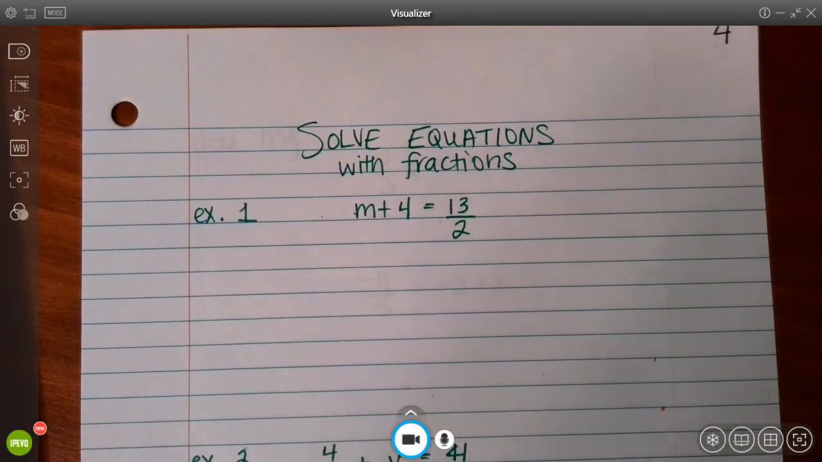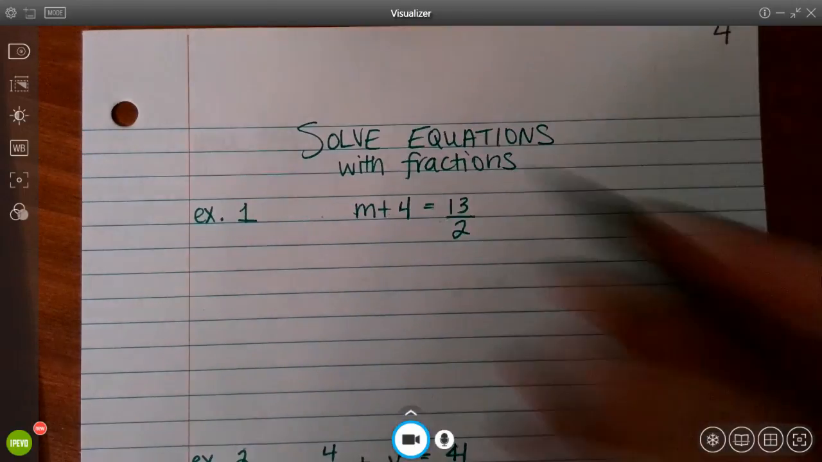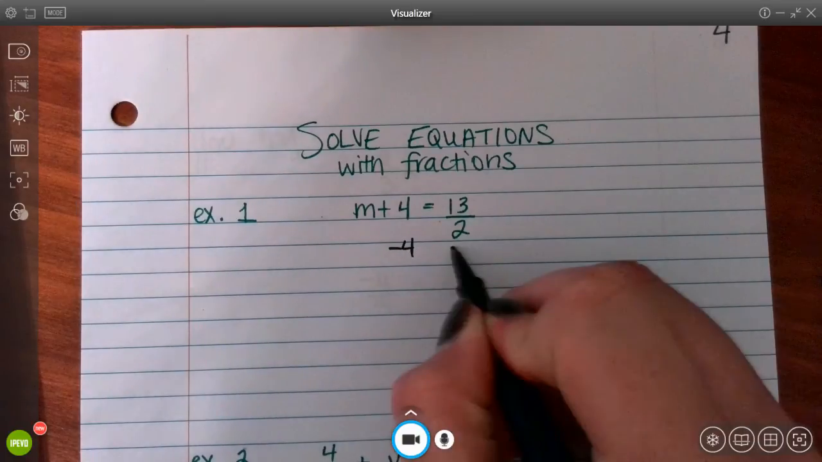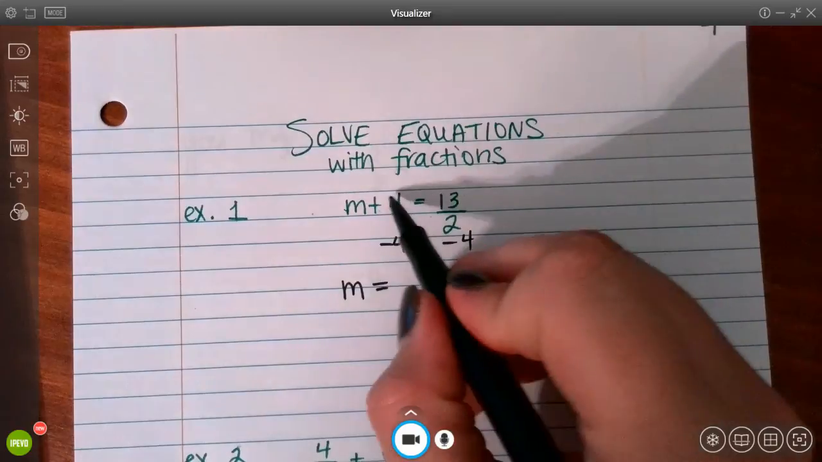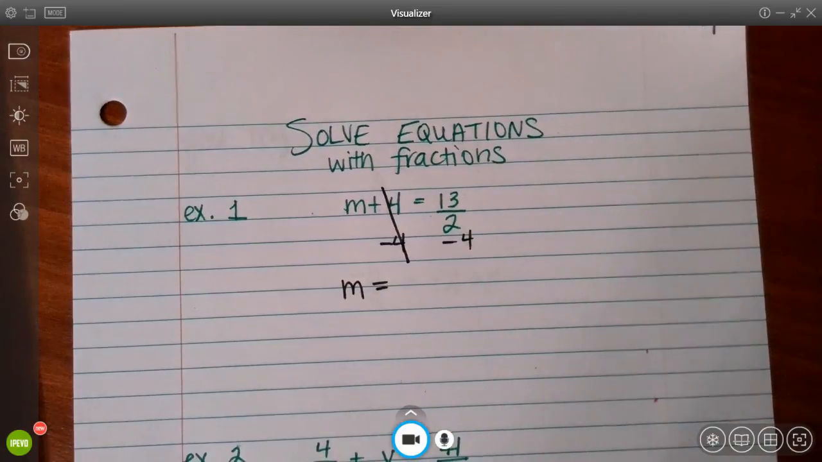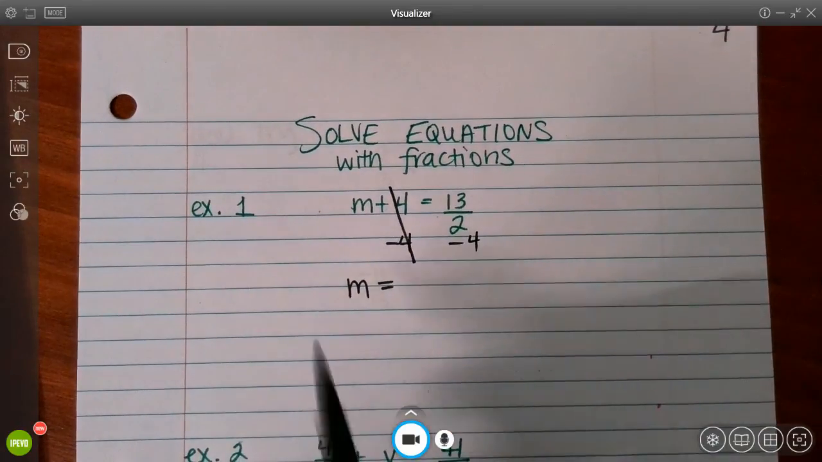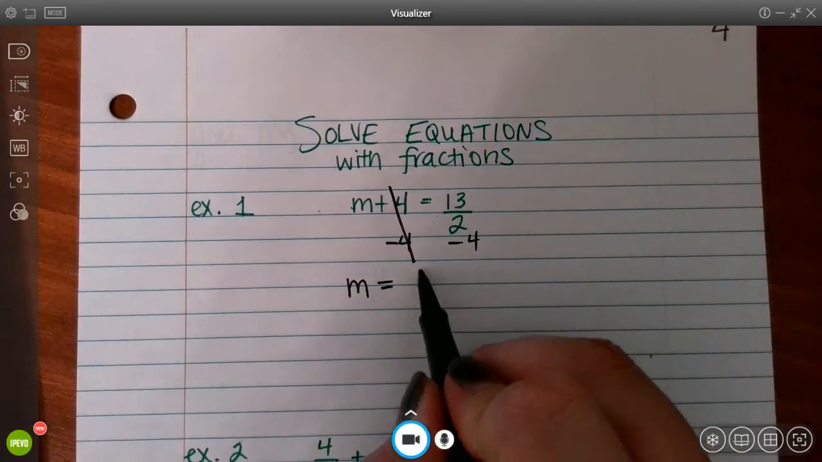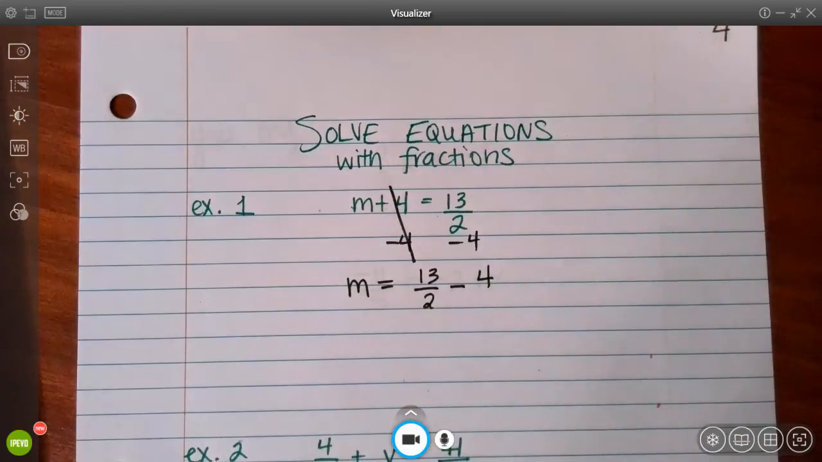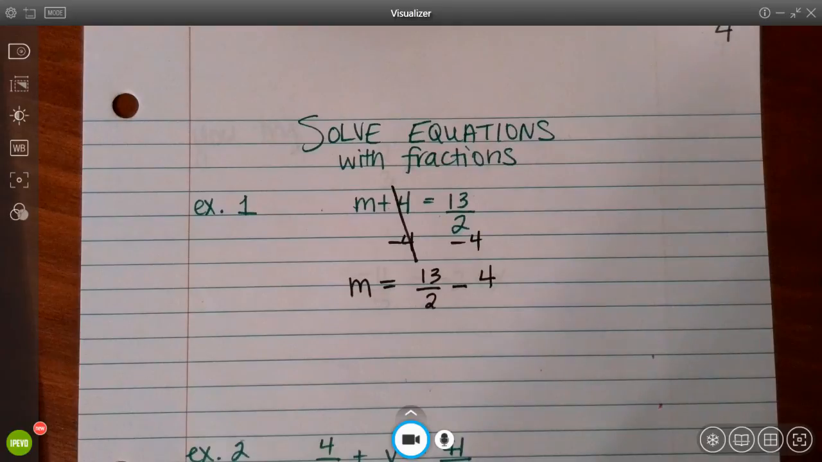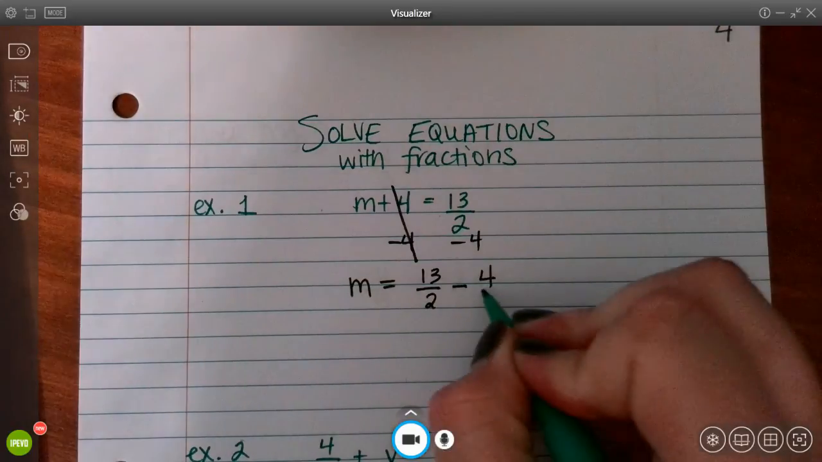And so the first thing I want to do, just using my rules for solving equations, I'm going to subtract 4 from both sides because I want to get m by itself. 4 minus 4 becomes 0. So I have m all by itself on the left-hand side. And on the right-hand side, I have 13 halves minus 4. Now, 4 is a fraction. We can write it as 4 over 1.